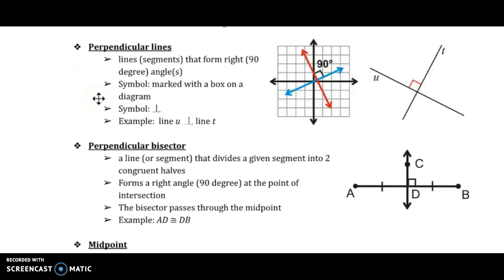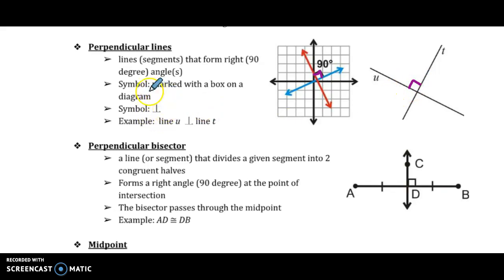For each of the 4 vocabulary terms below, please make an index card so that you can use that for review for any tests, quizzes, or further geometry regions at the end of the year. So the first term we're going to talk about is the perpendicular lines, which are lines or segments that form 90-degree or right angles. The symbol is marked on a diagram if it's 90 degrees by this little box symbol right here.